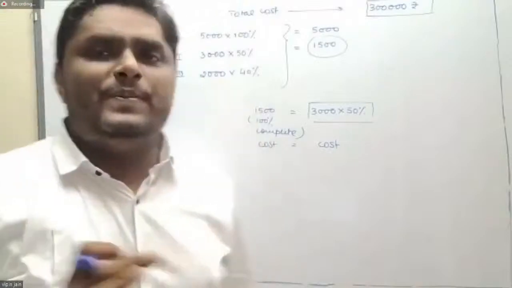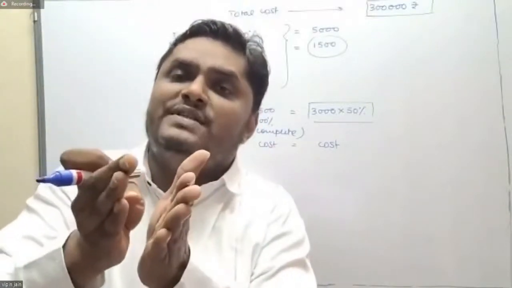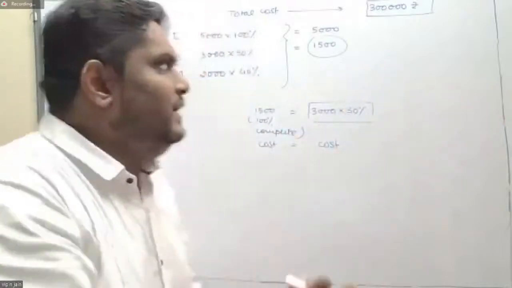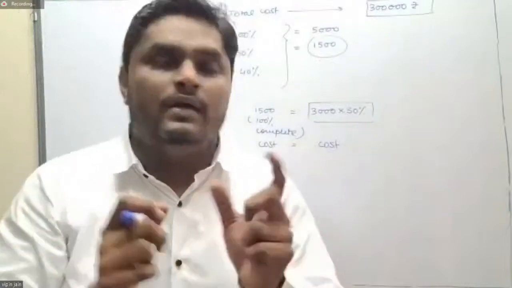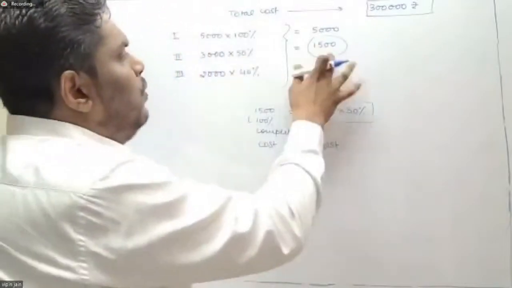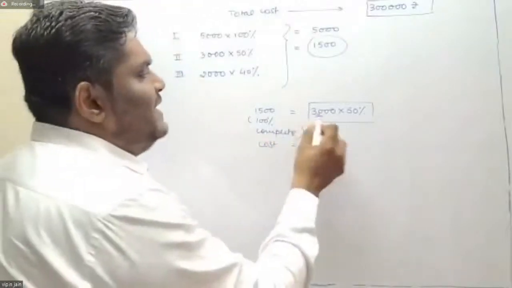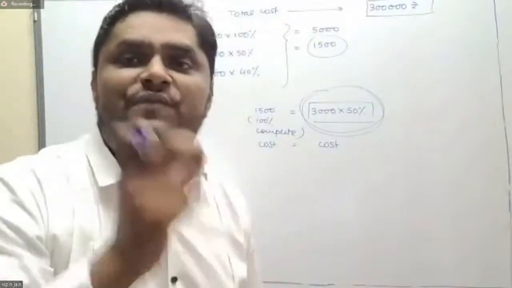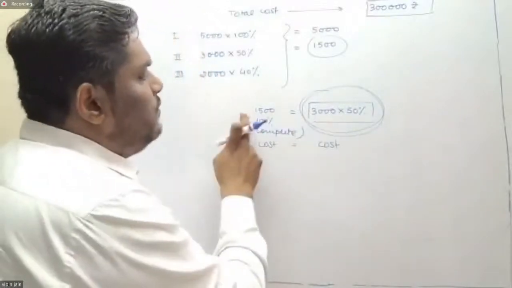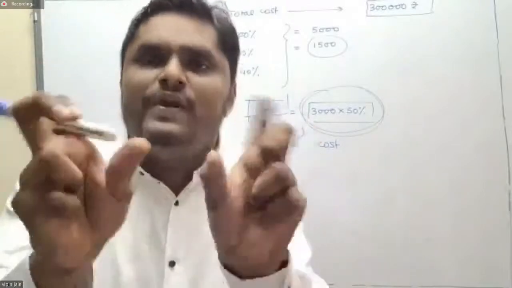So now, guys, 3,000 units are 50% complete. So we will convert these 3,000 units which are 50% complete into 100% completed units. So this will be 1,500 units which are 100% complete. Now, why these 1,500 units which are 100% complete? Very simple, guys. It means that whatever the cost that is incurred for 3,000 units which are 50% complete will be equal to 1,500 units which are 100% complete. That is, the cost will be the same.